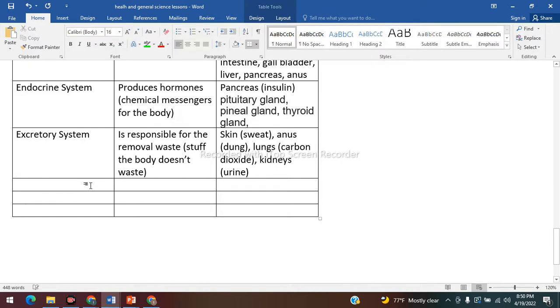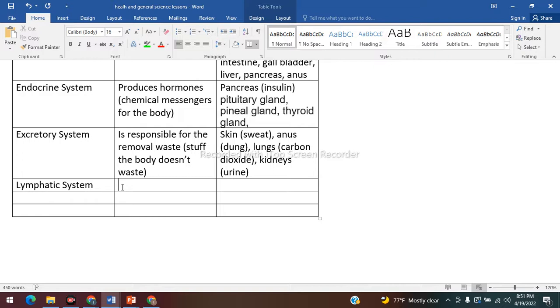And then we have the lymphatic system. A lot of people don't know about the lymphatic system. Is that like white blood cells? That would be the blood. Phagocytes are a part of it, right?